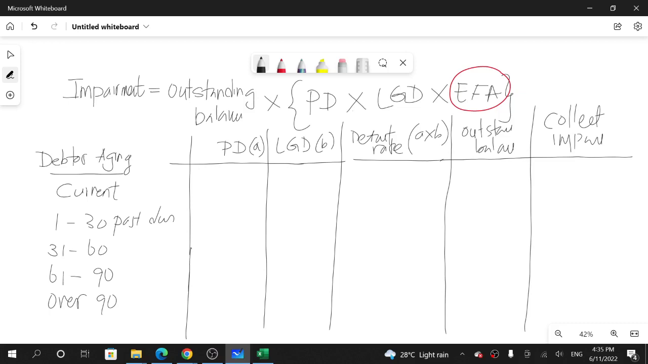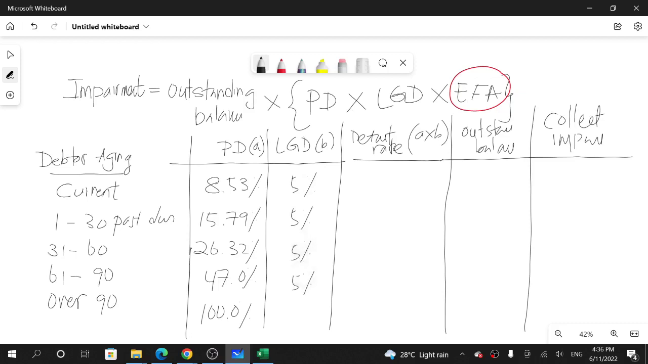So you can get the figures from the question. Probability of default for them: 8.53%, 15.79%, 26.32, 47, and here 100%. LGD will be 5%. We have calculated LGD across all the age groups as 5. So now you need to multiply and get the answer.